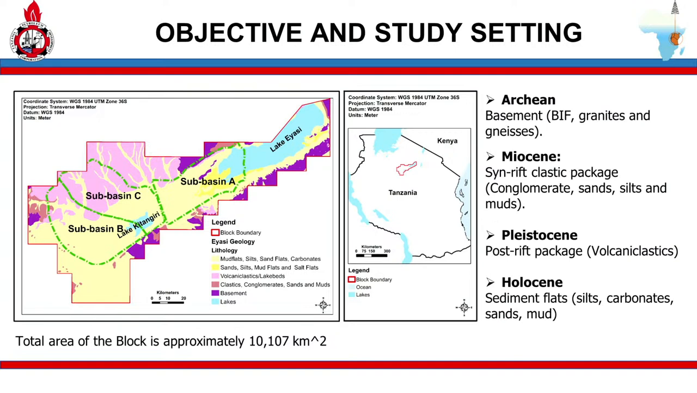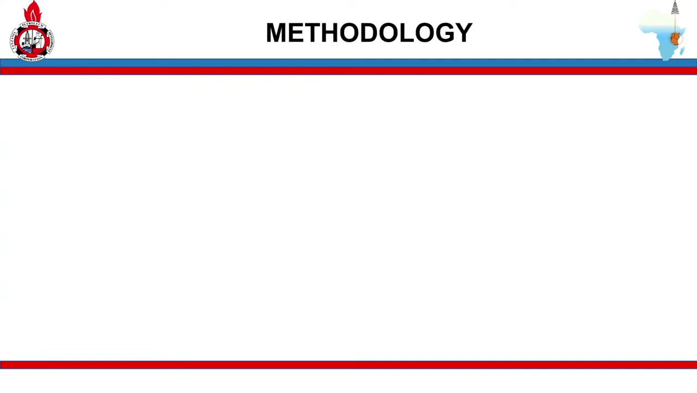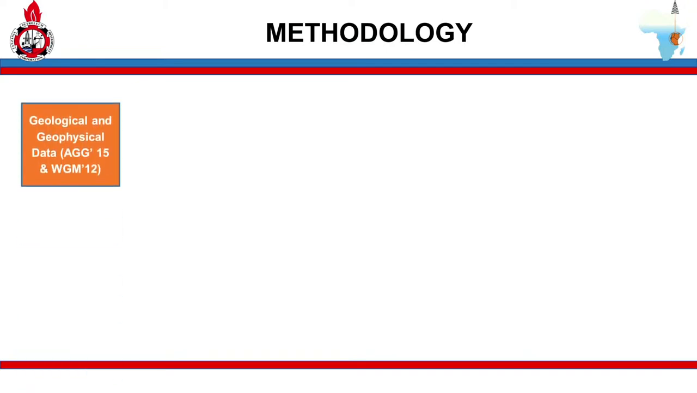Basically, we have four or five layers in terms of geology, which have the basement, the Seine Rift, which is Miocene. You have a Pleistocene post-rift package, which is mostly volcanic clastics, and on top you have sediment flats. In terms of methodology, we started with geological and geophysical data, which include HEG and the gravity data.